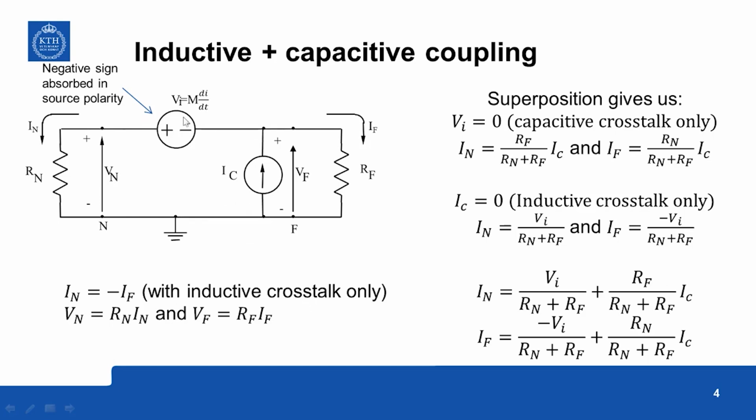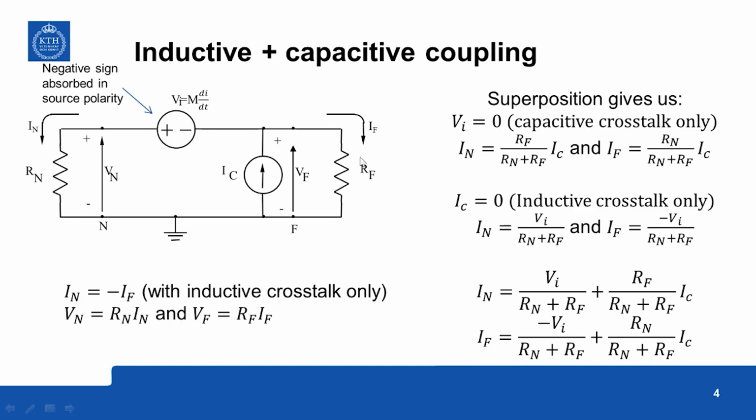Then in that case, the model is reduced to two resistors at the near end and far end and two voltage sources, one representing the inductive crosstalk and the other representing the capacitive crosstalk, or magnetic field interaction and electric field interaction. Now note that we have reversed the polarity here to be consistent with this near-end current over here. So the negative sign in front of this M is absorbed into the source polarity.